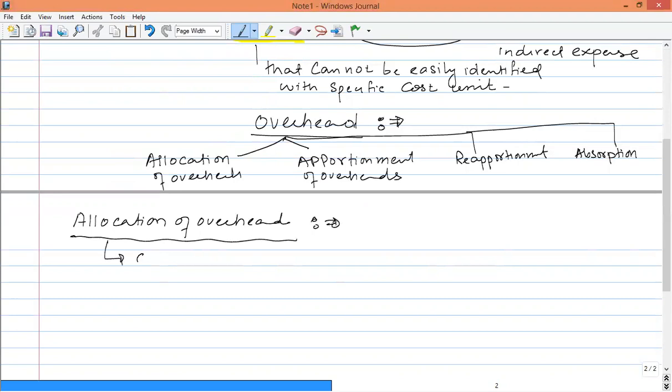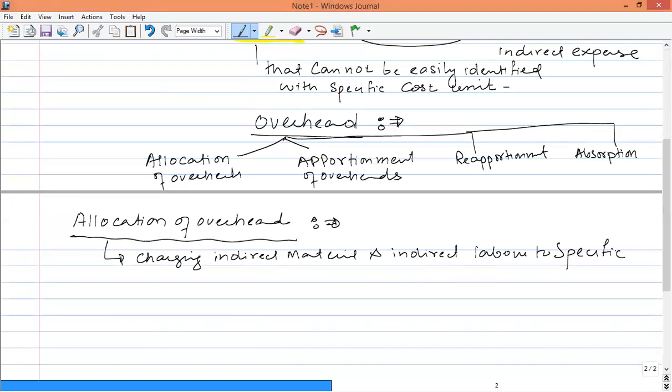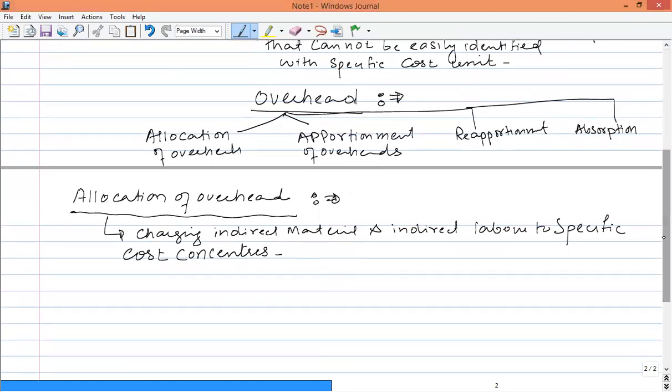Allocation means charging indirect material and indirect labor to specific cost centers. We can easily find out which cost center is incurring these indirect material and indirect labor costs. And this can be charged to both production cost centers and service cost centers.